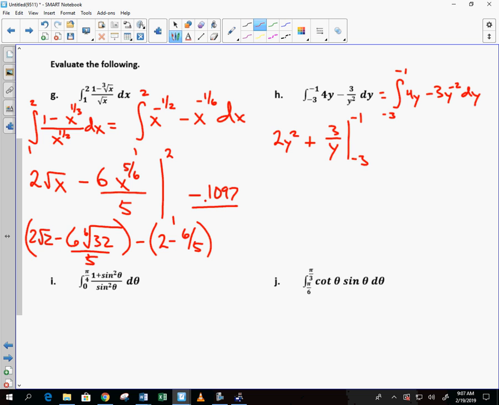Do I plug in the -1 first or -3 first? -1, and you get 2 minus 3, minus, now plug in the -3, you get 18 minus 1, or -1 minus 17, which is -18. Again, we should see that that graph sits below the x-axis, and it does.